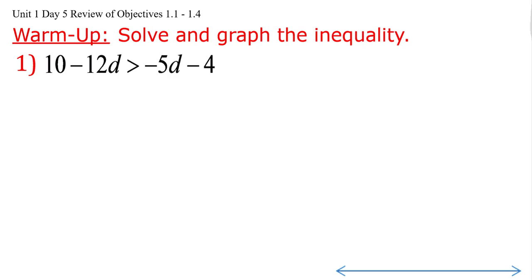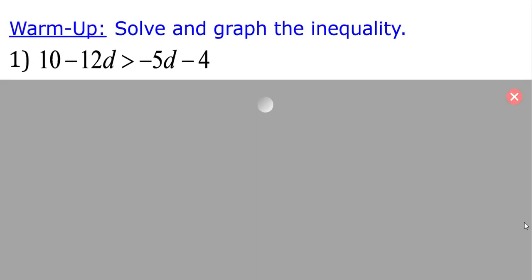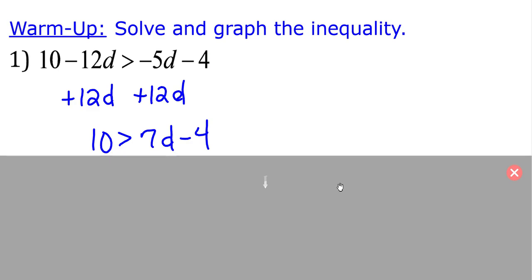So for example, here we've got 10 minus 12d is greater than negative 5d minus 4. So the first couple of steps involving undoing fractions and distribution do not apply, and neither does combining any like terms on the left or right side of the inequality. So we want to look at identifying the variables. We have negative 12d here, and we have negative 5d there. The lowest of those would be the negative 12d, so we should add that to each side. So that means 10 is greater than 7d minus 4.